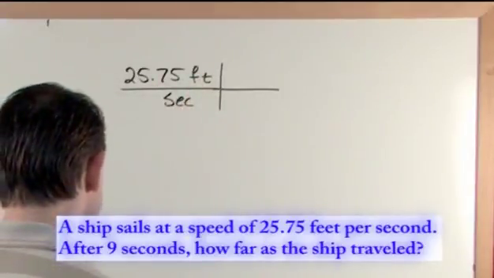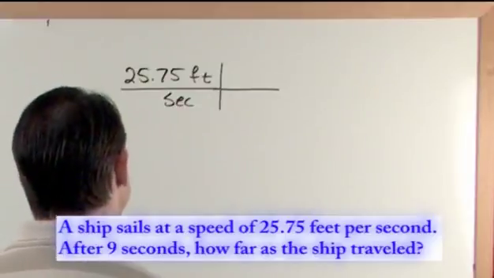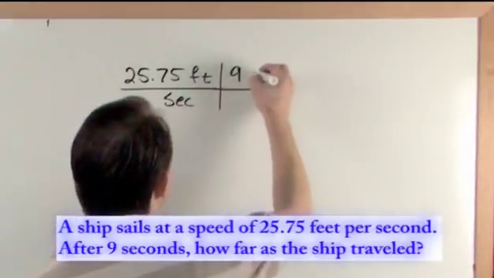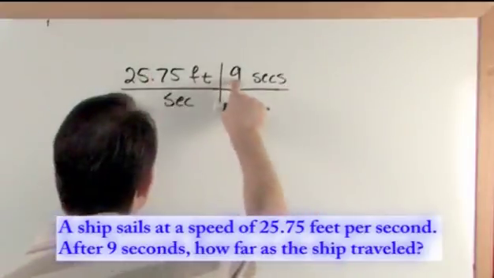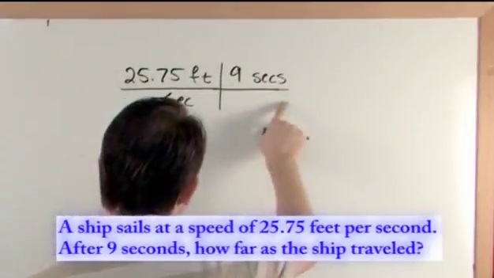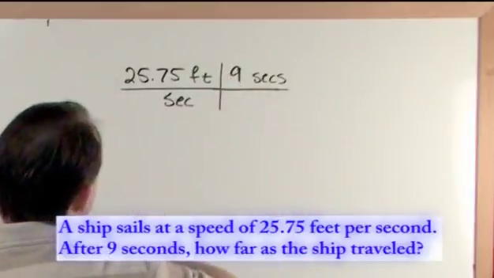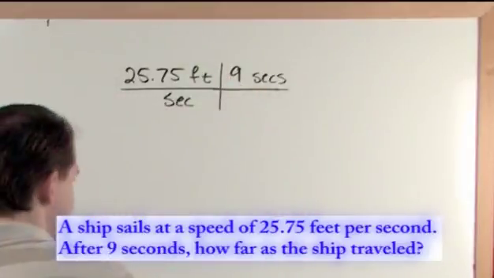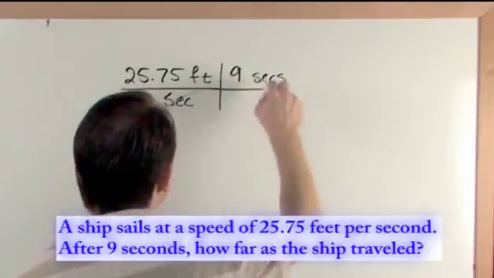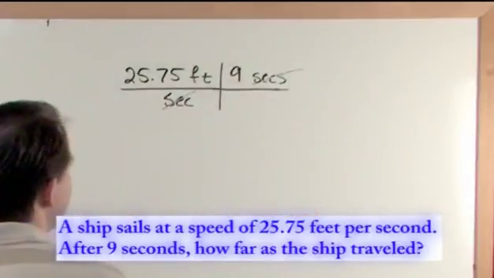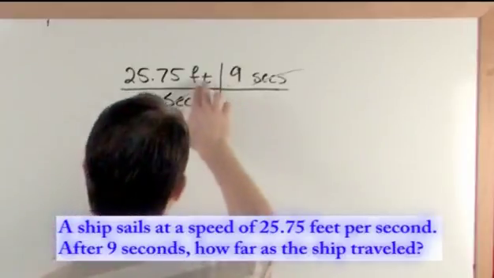Okay, now the other thing that I know is I'm going 9 seconds. So if I put 9 seconds up here, remember, anything on the top gets multiplied together, and anything on the bottom gets divided by. Okay, but the reason I put it there like this is because when I put seconds on the bottom and seconds on the top, they can cancel with each other and they disappear from the units, okay? So all I'm going to have left is feet.